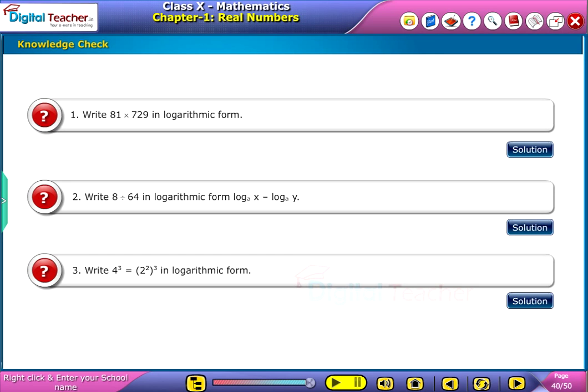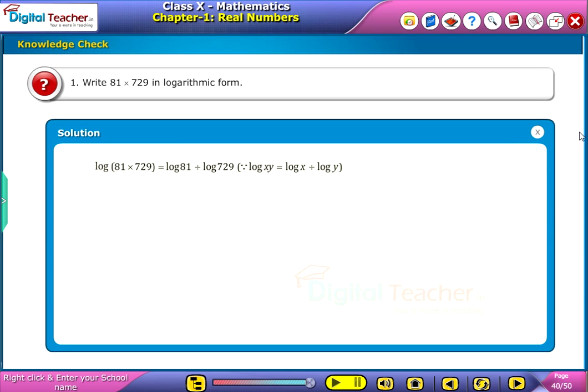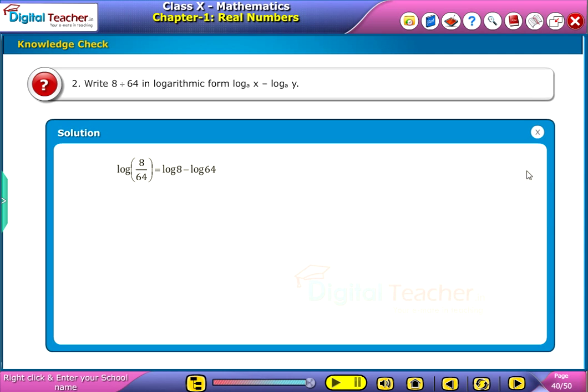Knowledge check. Attempt the following question to check your understanding. Since the given expression is in the form of log xy equal to log x plus log y, we can write it as shown on screen. Given 4 power 3 equal to 2 power 2 whole power 3. By solving, we get 64 equal to 2 power 6. Therefore, its logarithmic form is log 64 to the base 2 equal to 6.